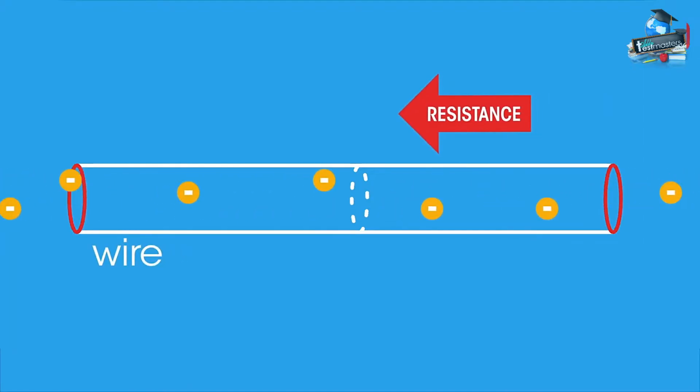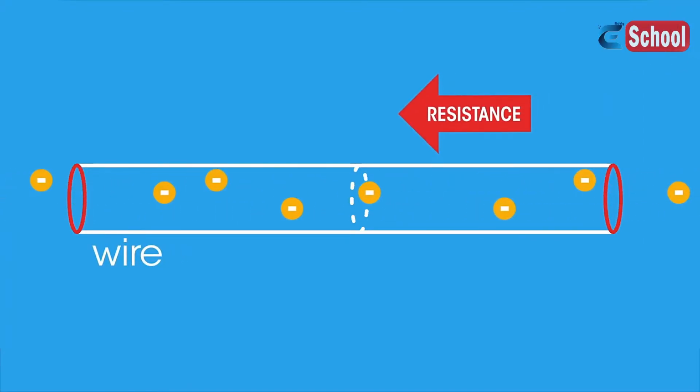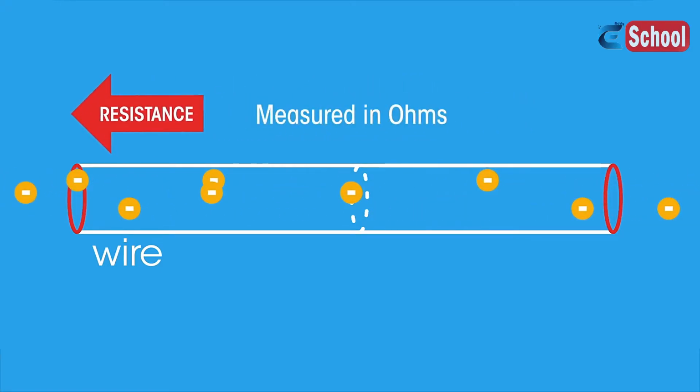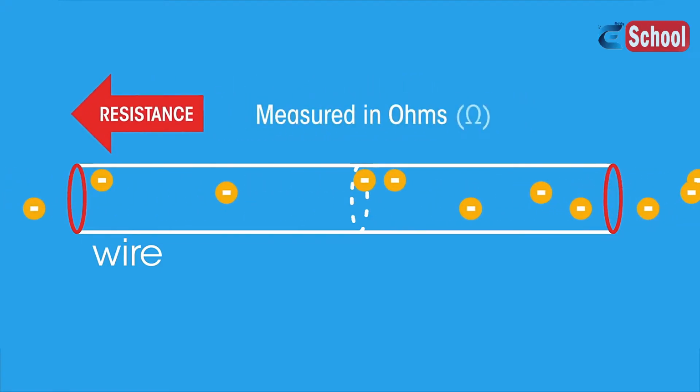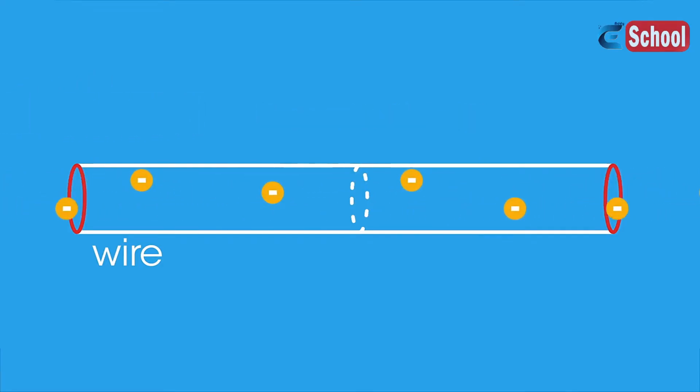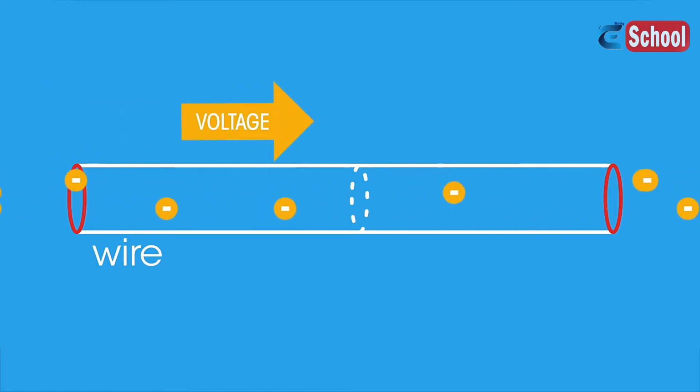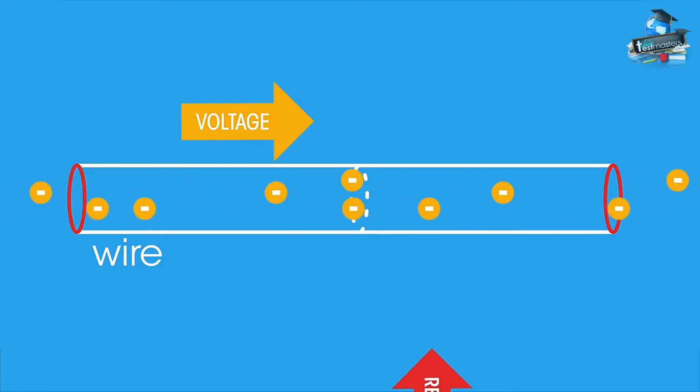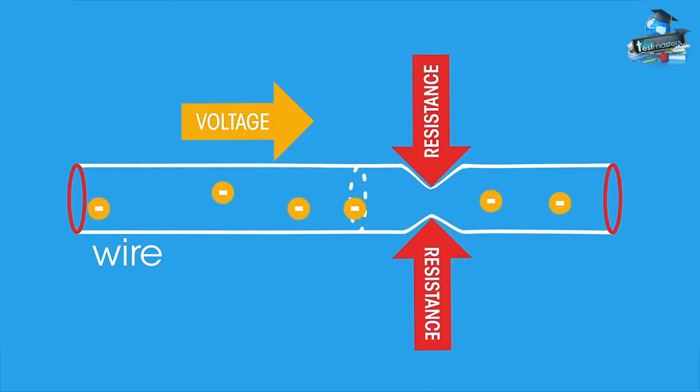Resistance is a measure of the opposition to current flow in an electrical circuit. Resistance is measured in ohms, symbolized by the Greek letter omega. The higher the resistance, the more difficult it is for a current to flow. A good way to think about electricity is voltage as the force pushing the current around, and resistance is as if the pipe carrying the current narrows.